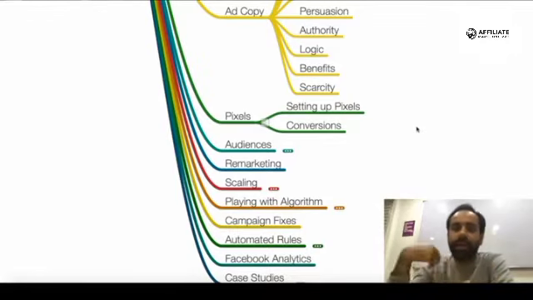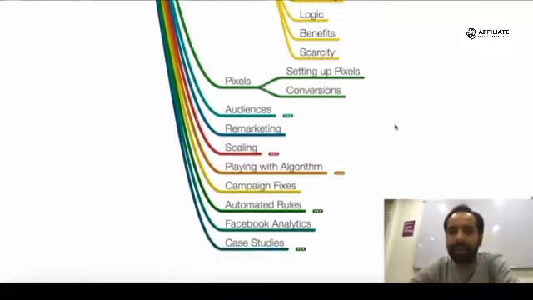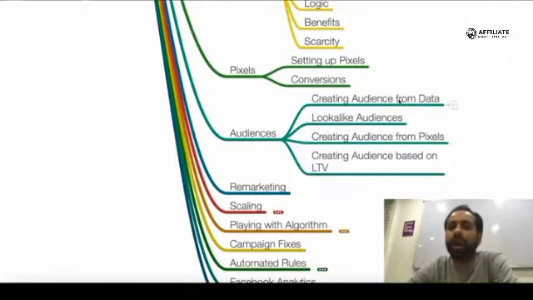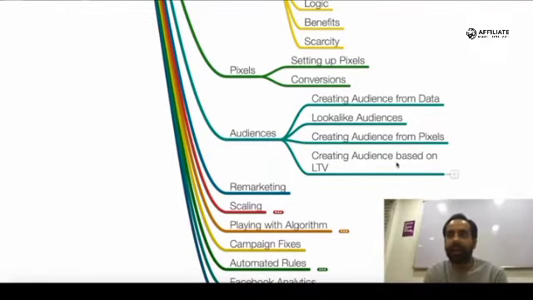Machine learning comes up, and gives you back, right? So we're going to talk about that. Then we're going to talk about audiences. It is a pretty amazing thing, creating audiences from data, lookalike audiences, creating audiences from pixels, creating audiences based on the lifetime value of the customer. It's pretty interesting, and you would not believe the things you can do with LTV, lifetime value of a customer. It could actually be a major game changer in the way you run ads.